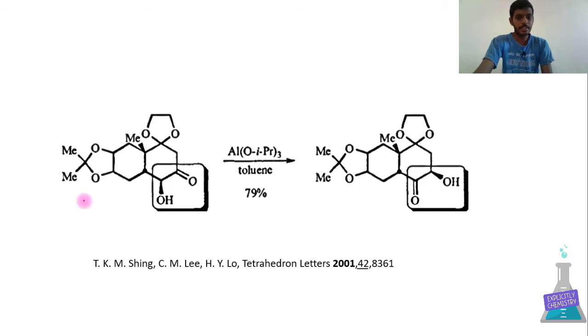This is an example which is taken from Tetrahedron Letters. Here the carbonyl compound is converted to alcohol, and you can also note that this alcohol is converted to ketone, which is a carbonyl compound. Oxidation also happens and reduction also happens in this reaction. You see, this is aluminum isopropoxide in presence of toluene. They have reacted with this solvent.